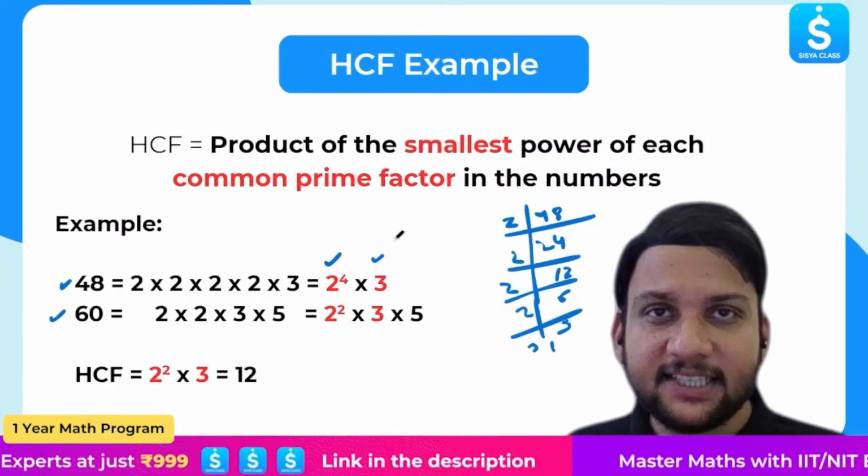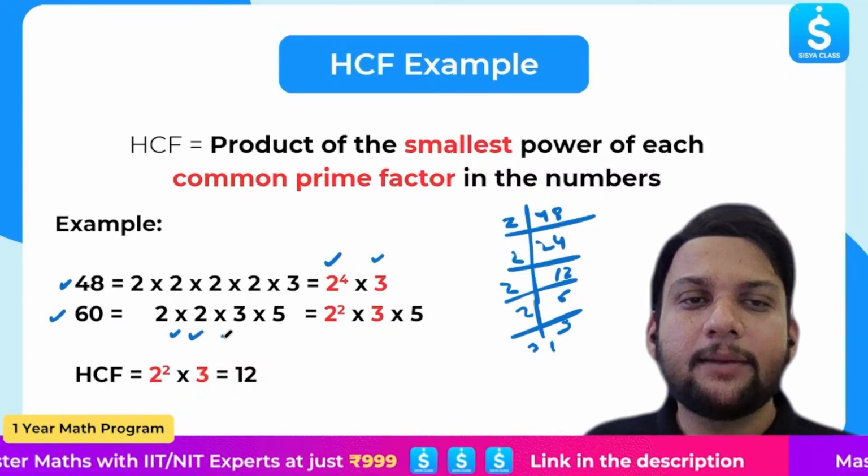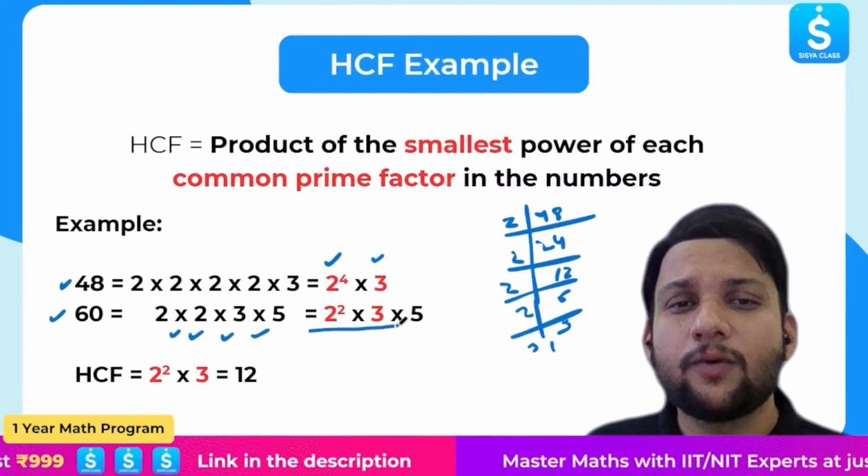Similarly, you can prime factorize 60 also. I'm sure you will be able to do that. That will be 2 times 2 times 3 times 5. Or in short, we can write 2 squared times 3 times 5.